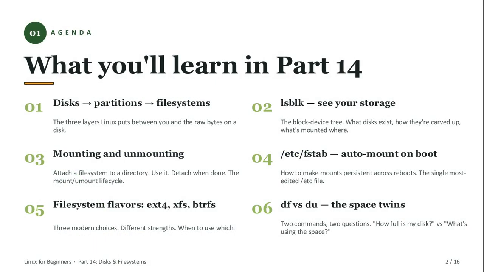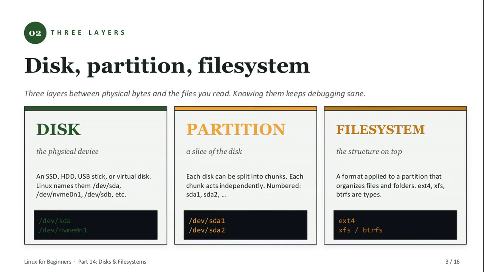Here's the roadmap for the next few minutes. We'll start with that three-layer model: disks, partitions, file systems. Then meet lsblk, the command that shows you the whole storage tree at a glance. From there, we'll practice mounting and unmounting by hand. Make those mounts stick across reboots with fstab. Compare the three file systems you'll actually run into: ext4, xfs, and btrfs. And finish with df and du, the two commands that answer every "where did my space go?" question. So let's start with that three-layer model.